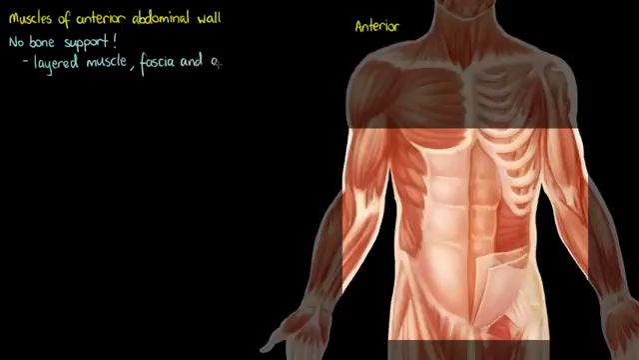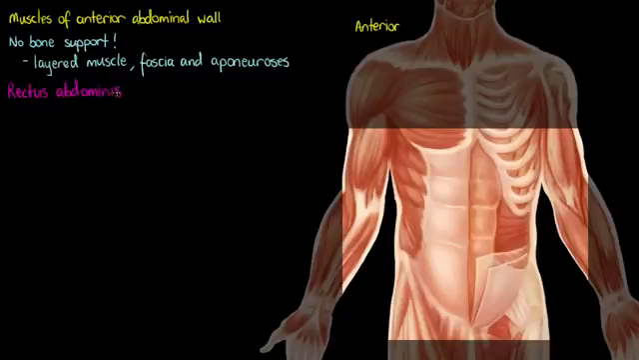So instead of this reliance on the bone, the anterior abdominal walls rely on the fact that they are multi-layered and use fascia and aponeuroses heavily. Aponeuroses being large, broad, flat tendons, and fascia being bands of connective tissue fibers, mostly made out of collagen, that help to separate these muscles into compartments and reduce friction between them. Now let's have a look at what these individual muscles are.